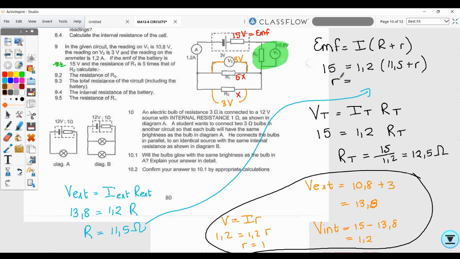of 1. I was going to say, because we got the total resistance, couldn't you say 12,5 minus 11,5? But that's back to this method again. Oh, or that. Yes, or that. Can you see how many methods there are? So many methods. That's what's nice about electricity.